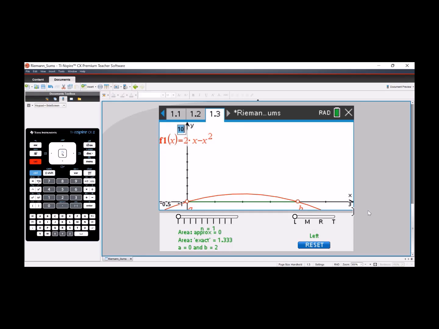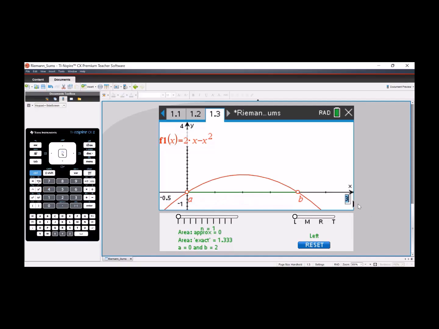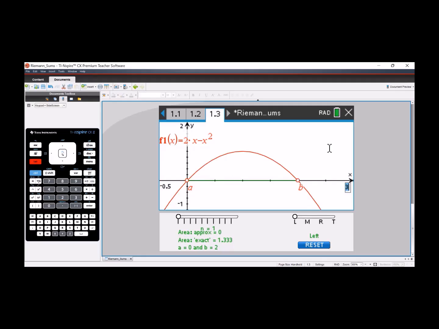Make that 10 lower. Let's make that a 4. Let's make it even smaller than 4. 2. Okay, so that's just so we can get a better view. All right, so now n is 1 here, and it's telling us the area there is 0 because that rectangle has an area of 0.